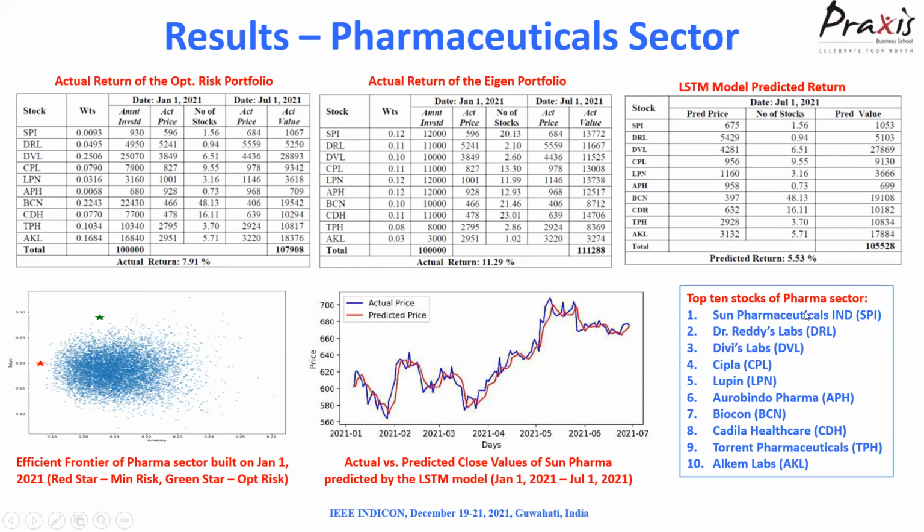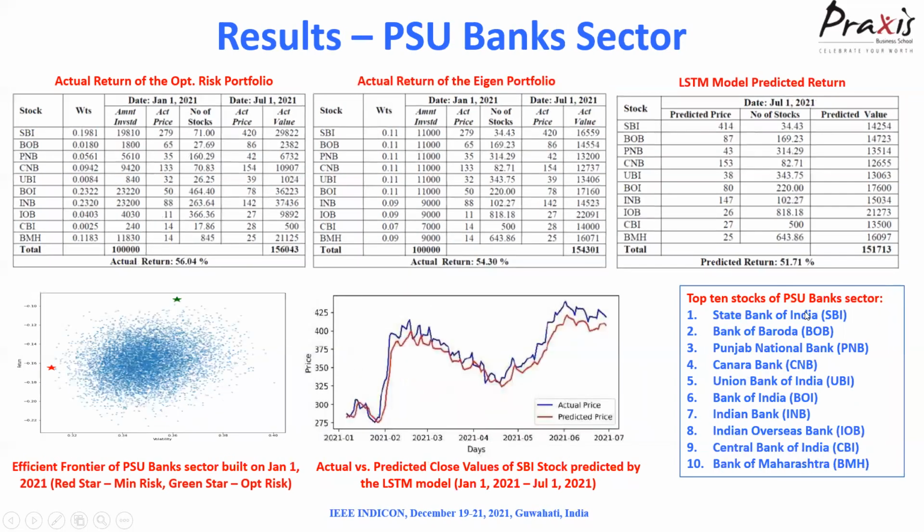the Sun Pharmaceutical Industries. We take now the last sector, that's PSU Banking Sector, and we find that 56.04% is the return for the optimum risk portfolio. Eigen portfolio has gotten a return of 54.30% over these 6 months. LSTM predicted return is 51.71%. This is the actual versus predicted return for the first stock in this sector, State Bank of India. This is the efficient frontier, the red one indicating the minimum risk portfolio and the green one showing the optimum risk portfolio.